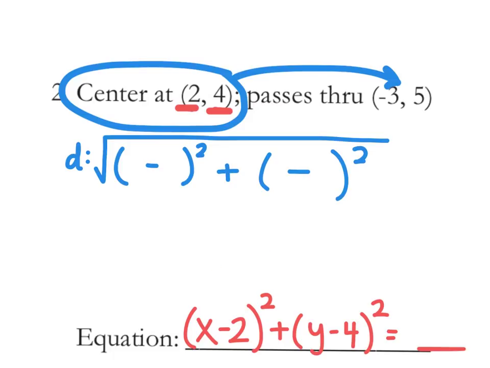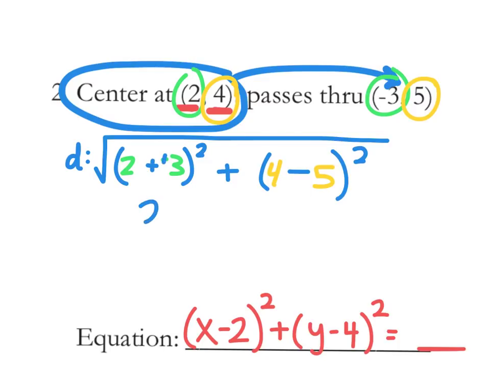All you have to do is plug in your x values. So that's 2 and -3. And plug in your y values. That's 4 and 5. And chug away. This is going to turn to a 5 squared, which is 25, plus 4 minus 5 is -1 squared, which is 1. So I get the square root of 26.